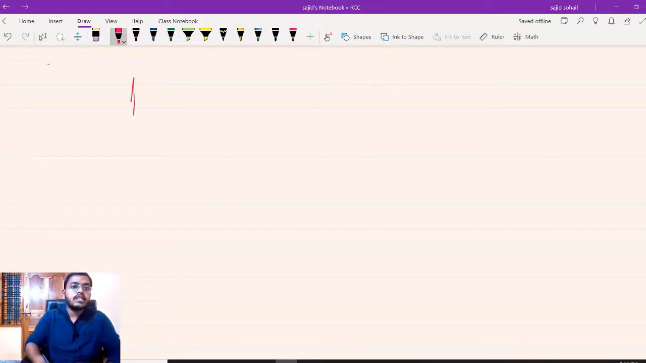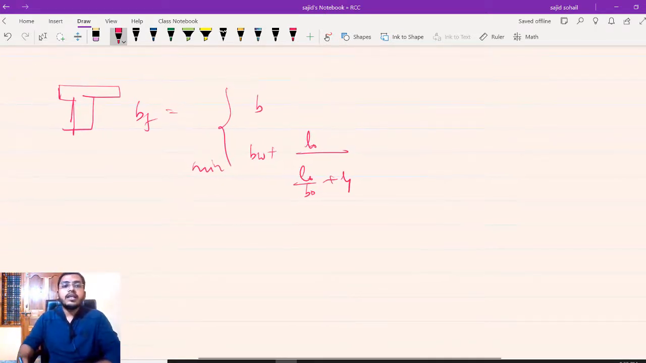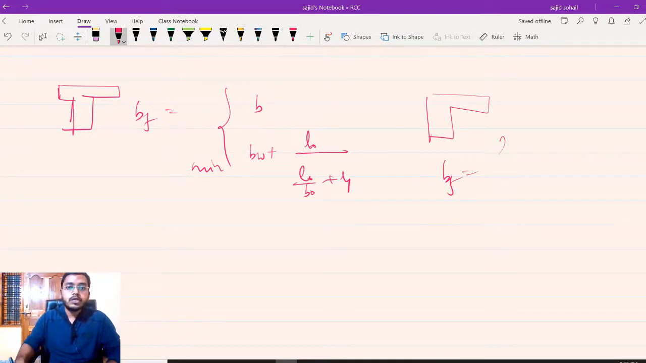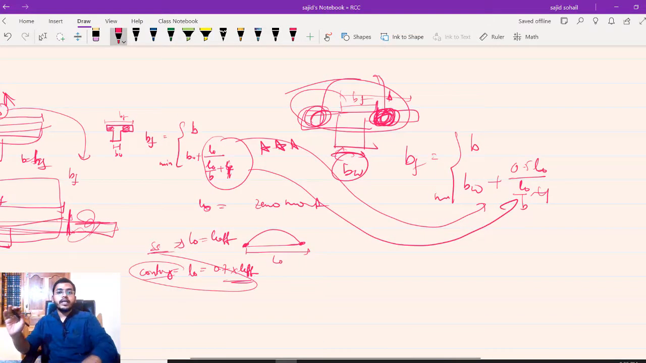If you have a T section, your BF value, how much is it? It is minimum of B or BW plus L naught by B naught plus 4. Okay, so similarly, if you have some L section, then your BF is equal to minimum of B or your BW plus 0.5 L naught by B naught plus 4. End of story. Okay, I hope you are getting it right.